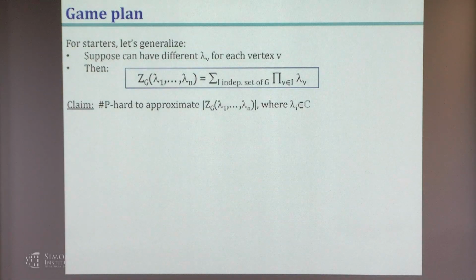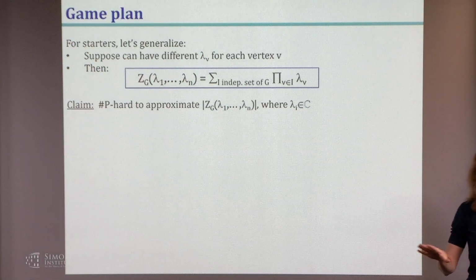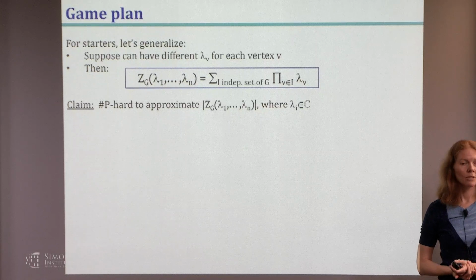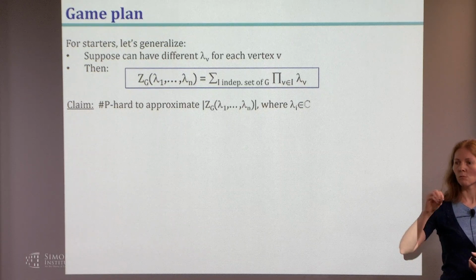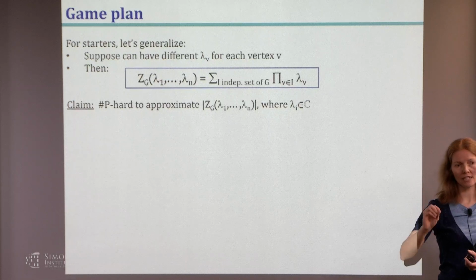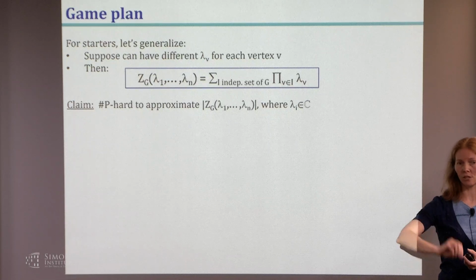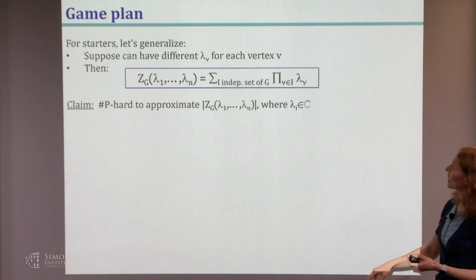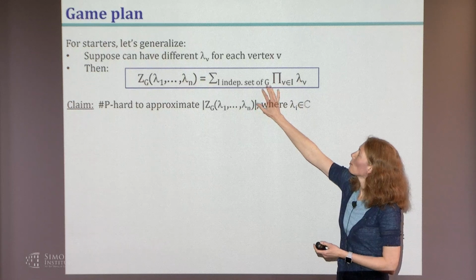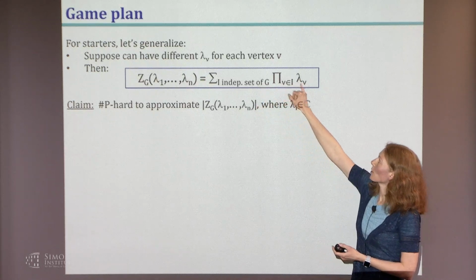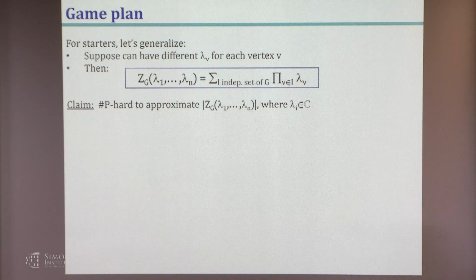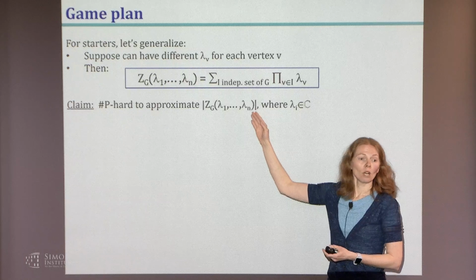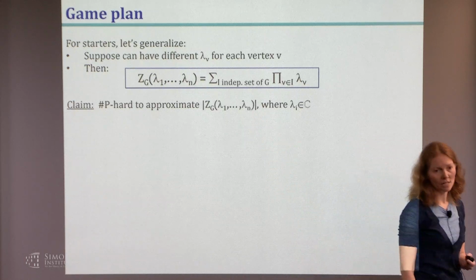Except what we are going to do, let's for starters extend ourselves to the multivariate setting. What does that mean? Before, every vertex was equal. Every vertex, if it was in the independent set, had contribution lambda. Now, let's give a different activity to every vertex, and we are going to do exactly the same thing, but now for a given independent set, we are going to take the product of the lambdas. And we claim that it is sharply hard to approximate the norm of the multivariate independent set polynomial.